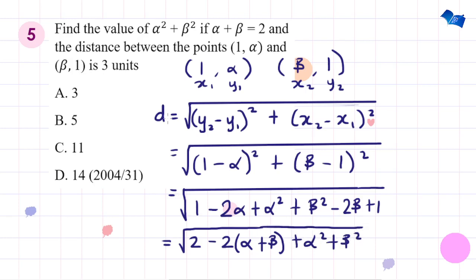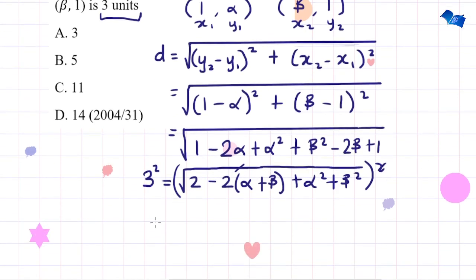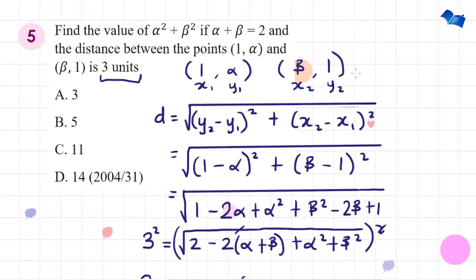Good. Now what is the distance? We are told that the distance is 3 units. So I can simply replace this d with 3. Now to clear this square root sign, I'll square both sides. So I'm squaring both sides now. So this cancels this. So 9 is equal to 2 minus 2. Now we are told what alpha plus beta is. What did they tell us alpha plus beta is? We are told that alpha plus beta is equal to 2. So I'm going to replace that with 2.